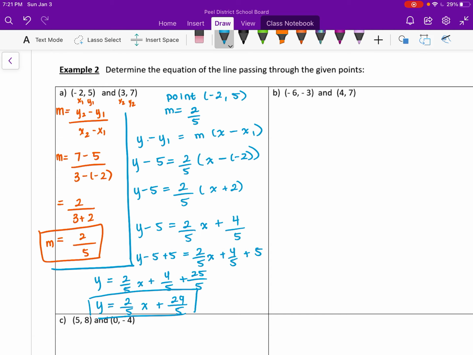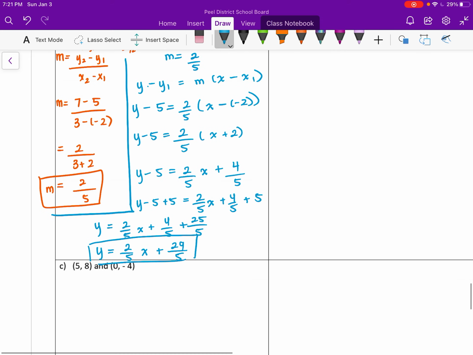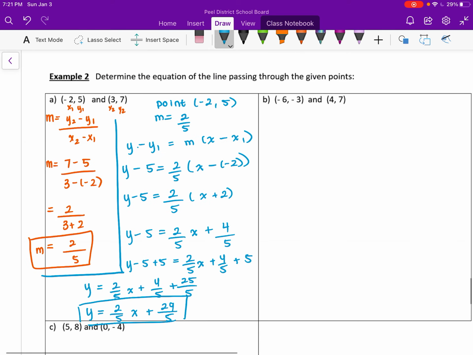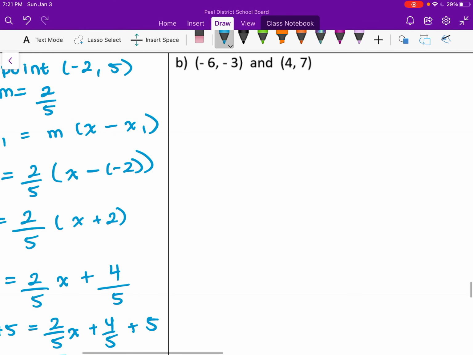Okay, and that is my answer. So I want you to give 3B and C a shot. I'm going to show you a little bit of a different way to do B, because there's two ways you can do this. The first way is the way that we had gone over, which was you can find the slope first and then you can do it the other way.